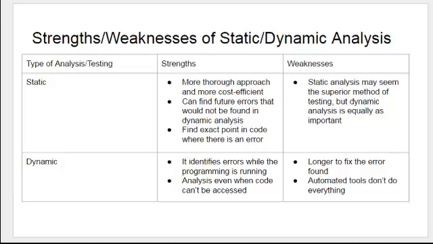In dynamic analysis, the strength is that it'll identify the errors while the program is running, and it can even analyze code when it can't be accessed and you can't look at the source code. The weakness of dynamic analysis is that it takes longer to fix the error that is found because it doesn't pinpoint the error like static analysis does.